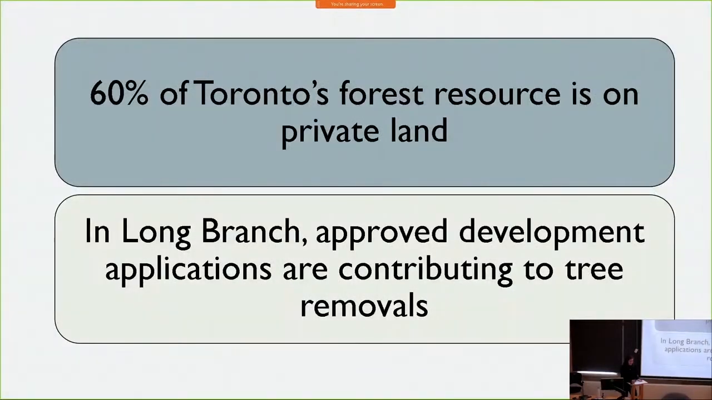So when we're making our planning decisions, we can't ignore that 60% of the city's forest resource is on private lands. And canopy loss is occurring as a result of private land parcel redevelopment. In Long Branch, development pressures in the community are evidenced by the 101 development applications submitted in the neighborhood between 2012 and 2019, which have contributed to city-sanctioned tree removals when approved.